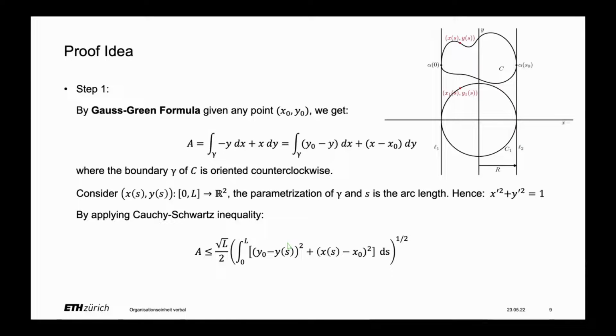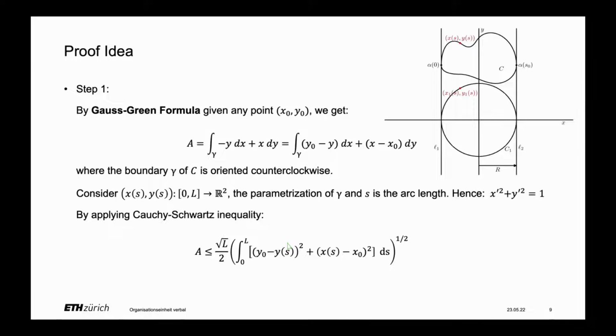So what do we have here? First of all, I would like to introduce the proof idea in 3 steps. The first step: by the Gauss-Green formula, given any point (x0, y0), the area A is equal to the integral over our boundary gamma of minus y dx plus x dy. Applying the divergence theorem, this is exactly equal to the integral over gamma of (y0 minus y) dx plus (x minus x0) dy. It's important that our boundary gamma of C is counterclockwise oriented.